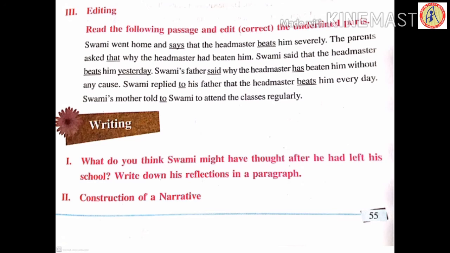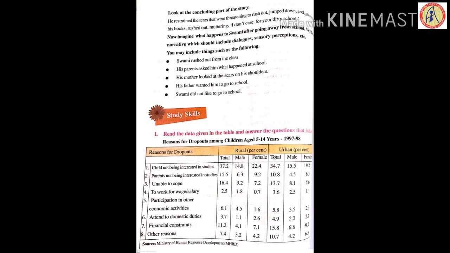Okay. So writing skills. What do you think Swami might have thought after he had left his school? Write down the reflections, constructing a narrative passage that we can do later. Now look at the concluding part of the story. He restrained the tears that were threatening to rush out, jumped down and grasping his books, rushed out, muttering, "I don't care for your dirty school." At the end of the story, you have seen this. Now imagine what happens to Swami after going away from school. Write a narrative which should include dialogue, sensory perceptions, etc. You may include things such as the following. Now using these hints, you need to prepare a small story about him. Okay, do it in the notebook.